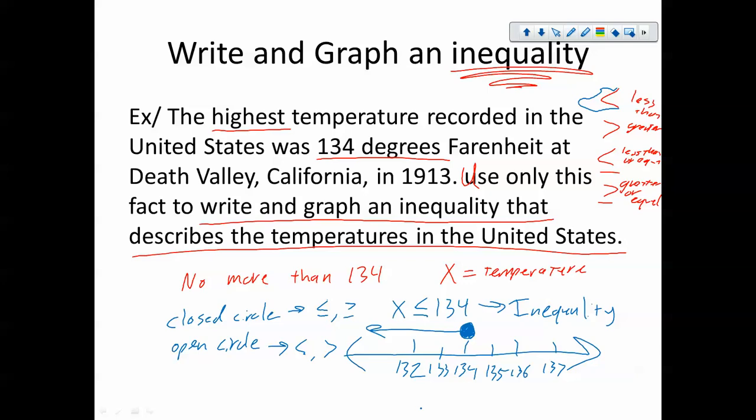So there's my graph. I've got an inequality that represents this situation as x is less than or equal to 134, and I've got a line being drawn to the left. Again, make sense of the situation. If 134 is the highest it can be, that's the max, and that means everything else has to be smaller, going to the left instead.